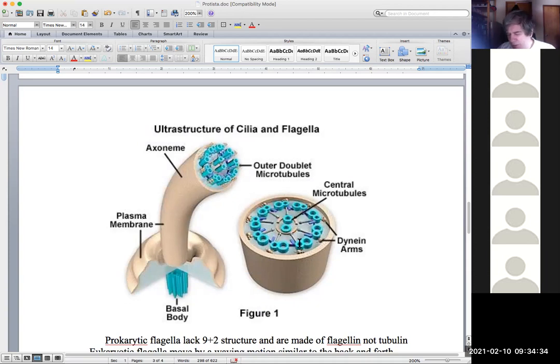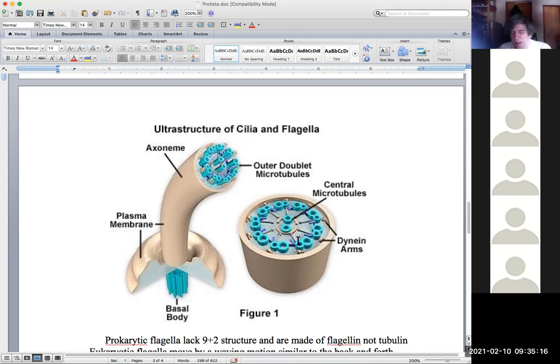So 9+2 refers to the fact that we have 9 columns of microtubules here, 9 pairs, I should say. So if we count around, we've got 9 of these little teal colored circles that represent our 9 columns of microtubules. And then there are 2 in the middle. Now notice the name is kind of inconsistent because we say that the flagellum or the cilium has a 9+2 structure. Well, on the outside, the 9 is 9 pairs. But on the inside, the 2 is 1 pair.